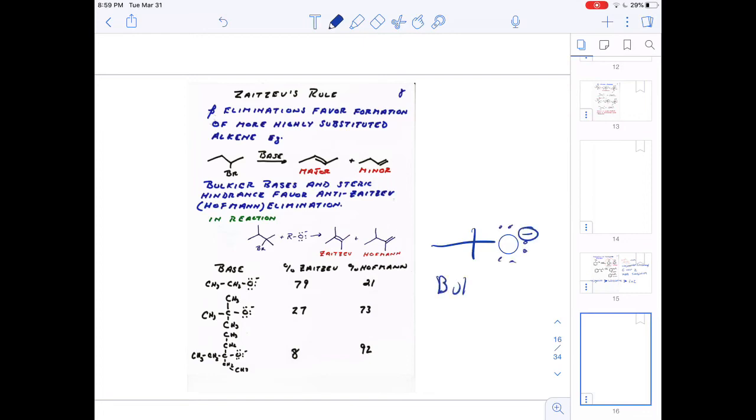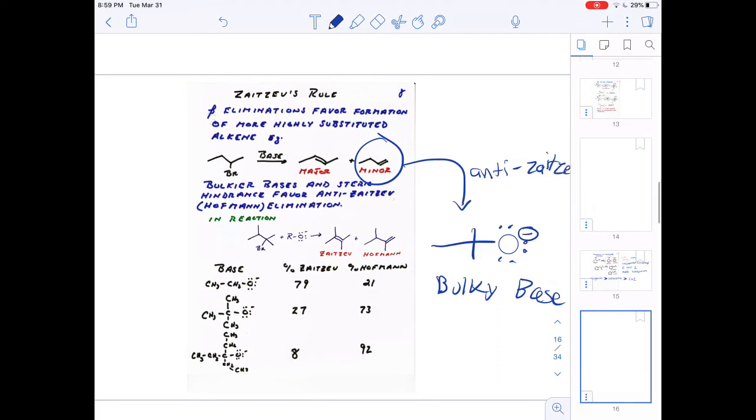So this would be an example of a bulky base, and this will give you the minor product, which is the same as the anti. No one's going to refer to it as the minor, they're going to refer to it as the anti-Zaitsev. So it's important, okay, I can't fit it. But you know what I was trying to say. So it's important that you're familiar with these terms and what they mean.